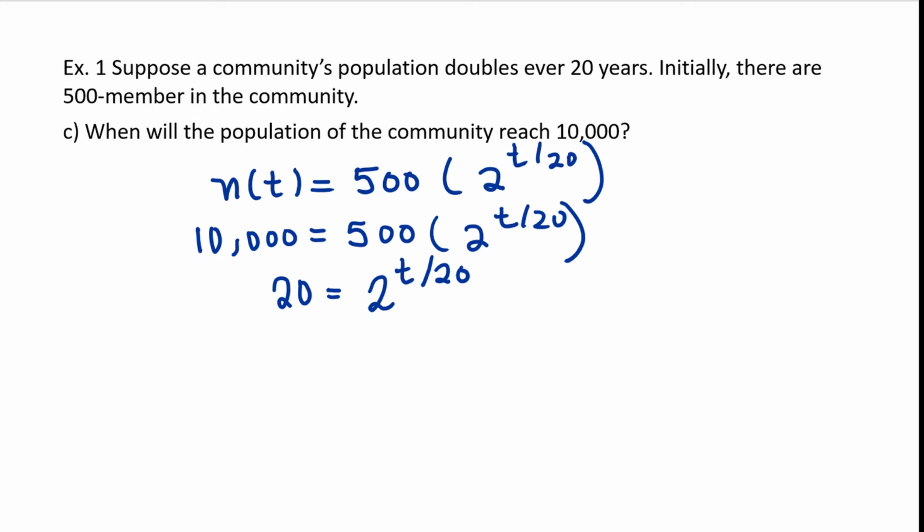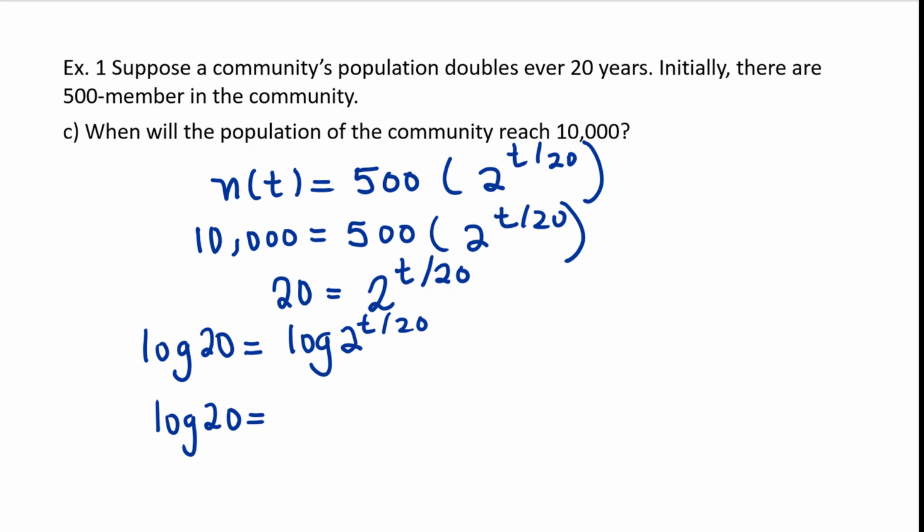Now, if you have an unknown in the exponent, then we need to use logarithms. And in this case, you have to use either the ln or the log, because those are the values on your calculator. Let's do log. Common log 20 is equal to common log 2 raised to the power of t divided by 20. Let's change that exponent to a coefficient. So now we've got log of 20 is equal to t divided by 20 times the log of 2. Now, the log of 20 is one number.